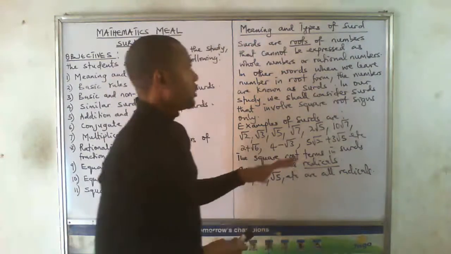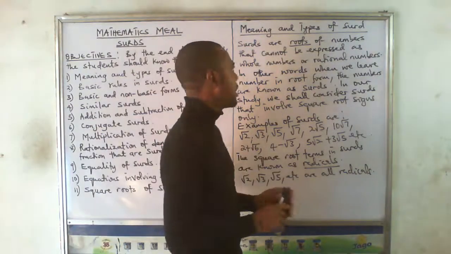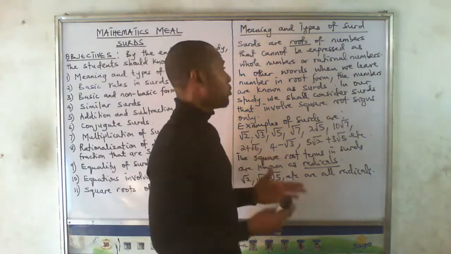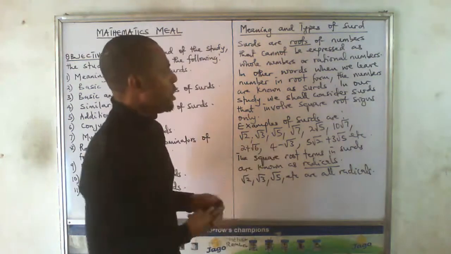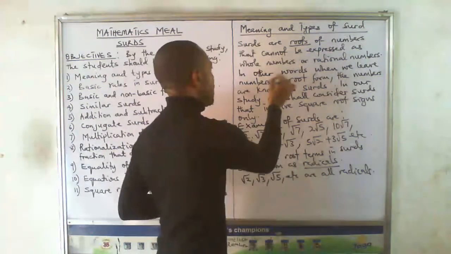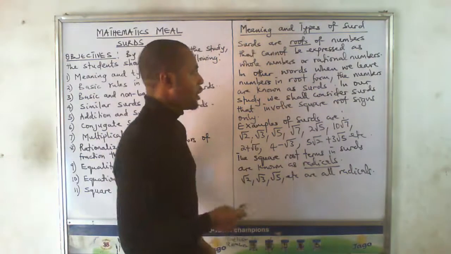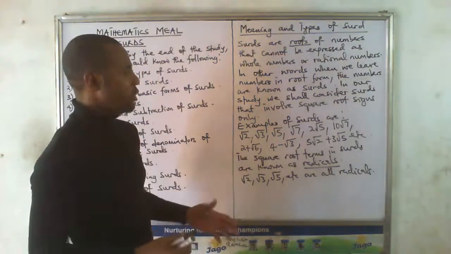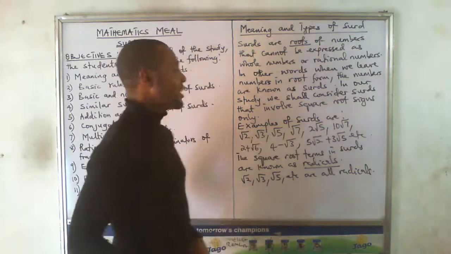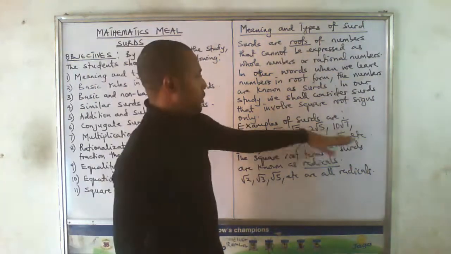So far, we now know the meaning of surd. We said that surds are roots of numbers that cannot be expressed as whole numbers or rational numbers. So in other words, when we leave numbers in root form, the numbers are known as surds. So anytime you leave numbers in root form, the numbers are known as surds. We have given examples.